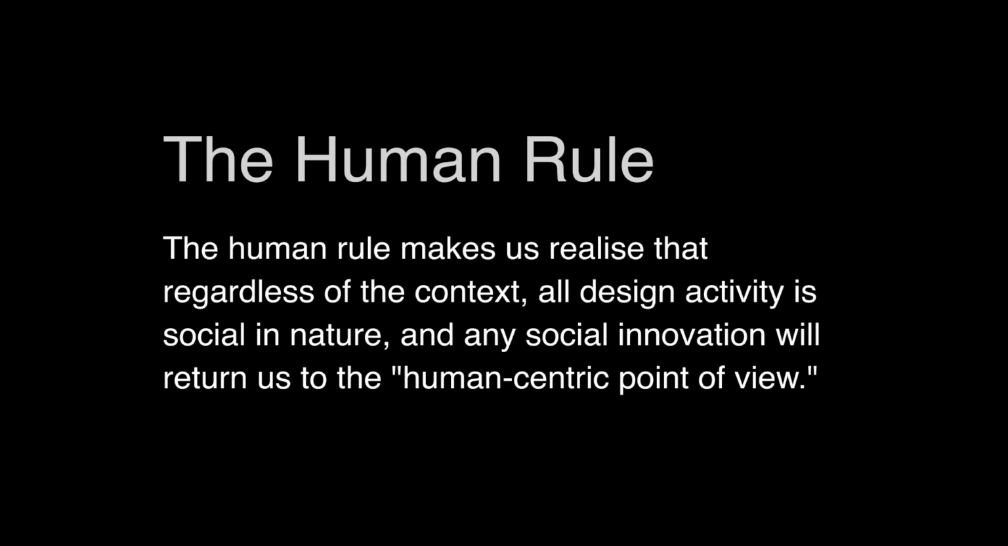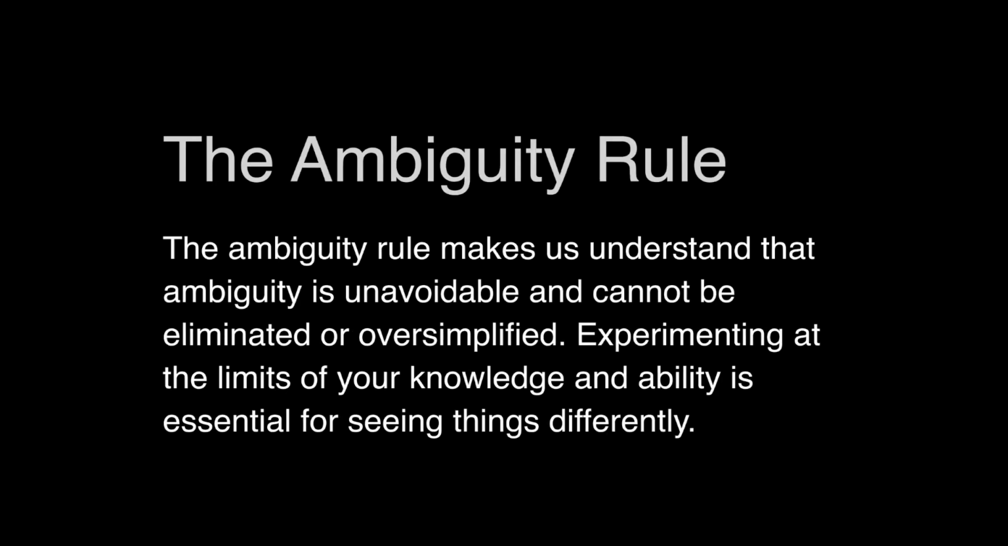The human rule. It makes us realize that regardless of the context, all design activity is social in nature, and any social innovation will return us to the human-centric point of view. 2. The ambiguity rule. It makes us understand that ambiguity is unavoidable and cannot be eliminated or oversimplified.